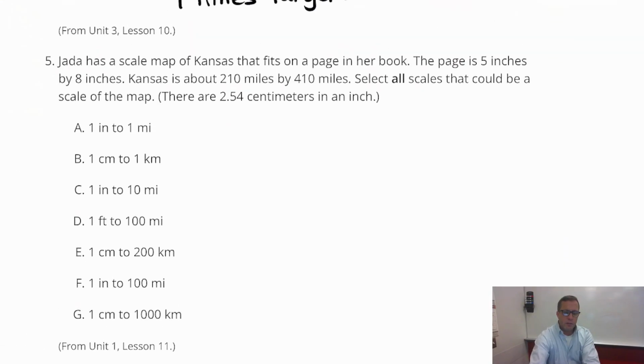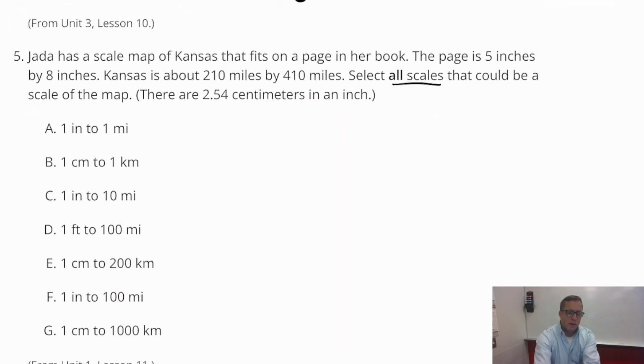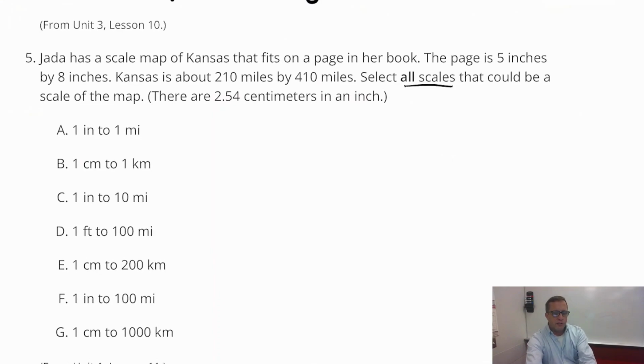Jane has a scale map of Kansas that fits on the page of her book. The page is 5 inches by 8 inches, so it's not a very big page. Kansas is about 210 miles by 410 miles. Select all scales that could be a scale of the map. It gives us a hint that there's 2.54 centimeters in an inch.